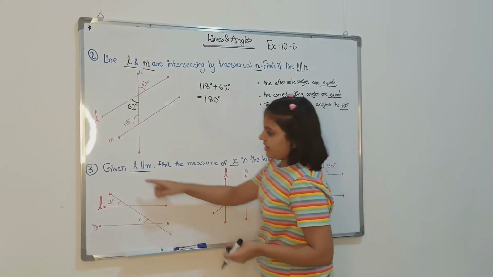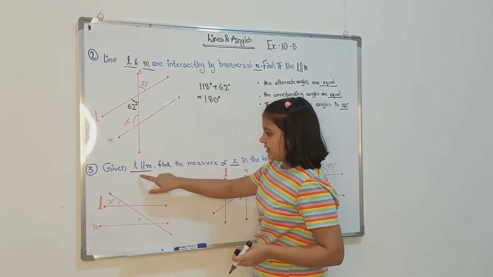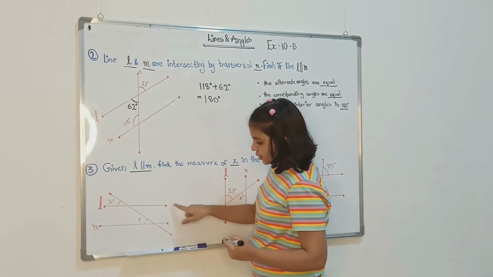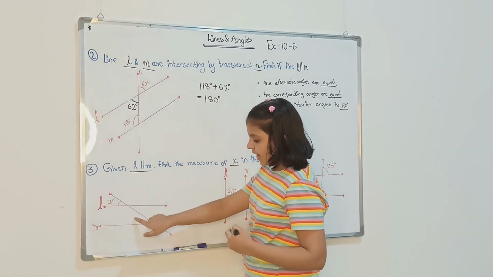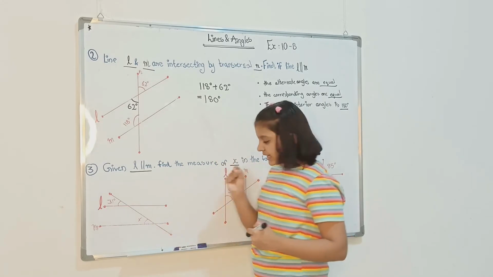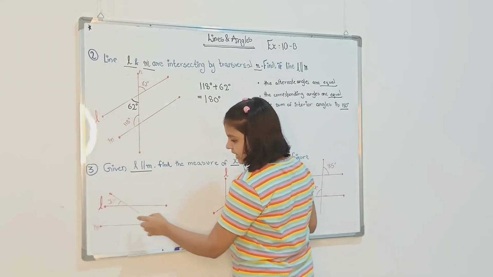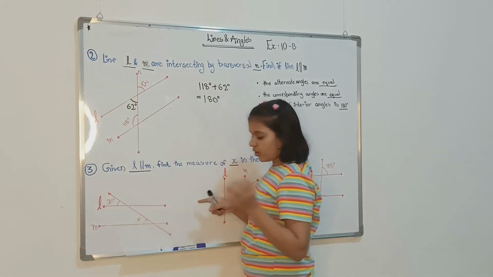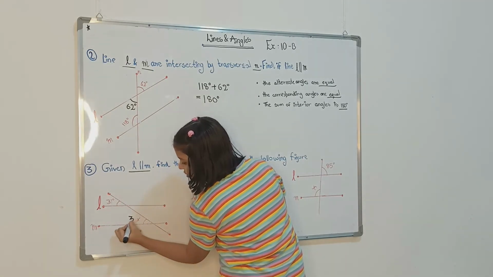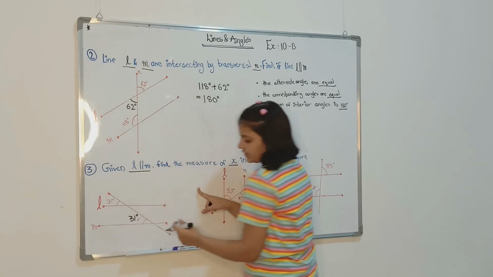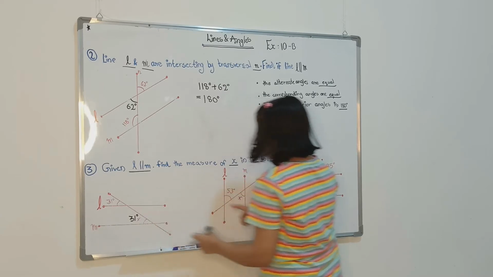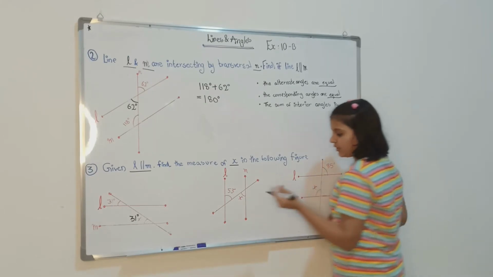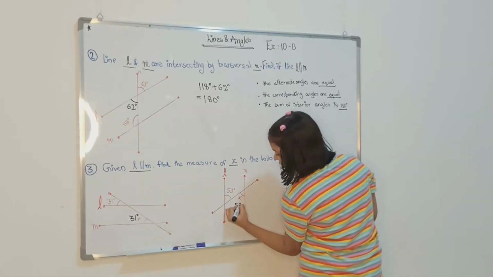Next is question 3. Given parallel lines L and M, find the measure of x in the following figures. Here the two lines are already parallel, but we have to find the value of x. The first is 31 degrees and x. These two angles are corresponding angles, and corresponding angles are always equal. So x is also 31 degrees. Next is this one. These two are alternate angles. Alternate angles are also equal, which means x is 53 degrees.